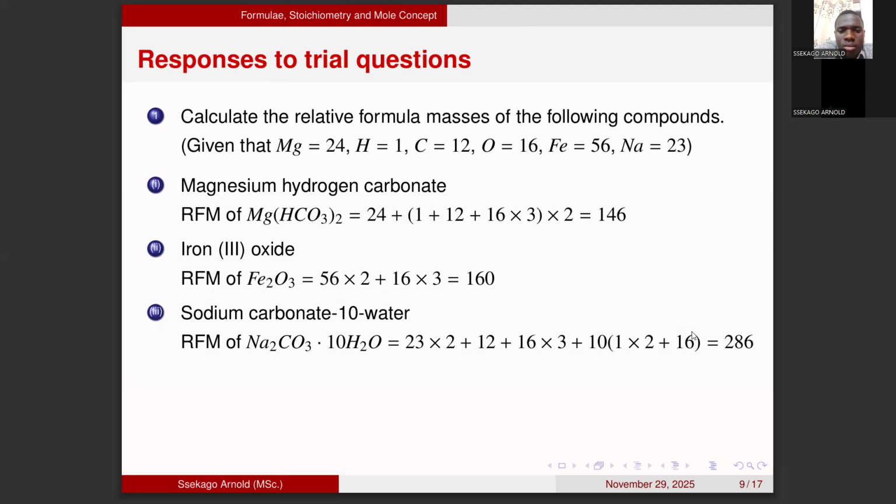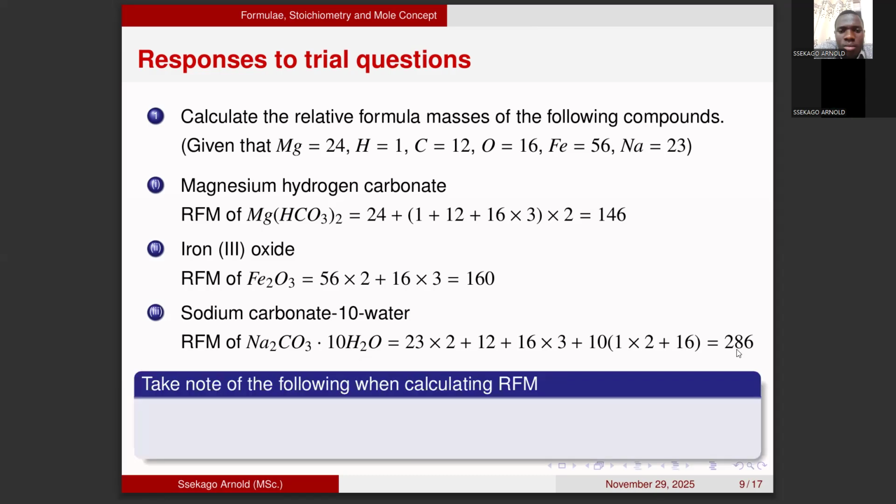We open our brackets. Since this 10 is multiplying throughout H2O, we need to write 10 and open brackets. This 10 is multiplying throughout. So we have H, and there are 2 of them, and each H is 1. So we have 1 times 2, then plus O 16, then close brackets. Summing all this up, we obtain 286 as the RFM of sodium carbonate 10 water. So basically, this is item 1 on calculating relative formula masses of the different compounds.